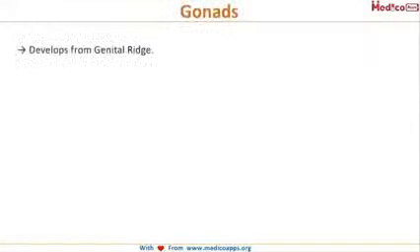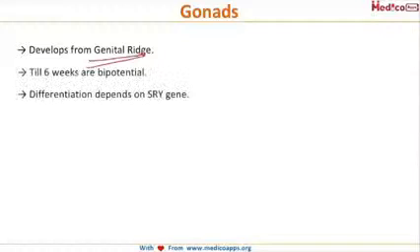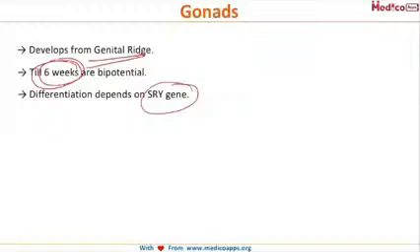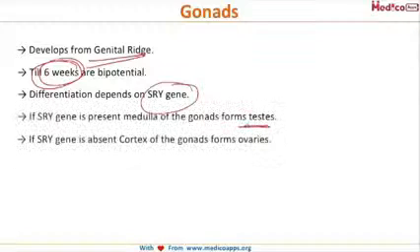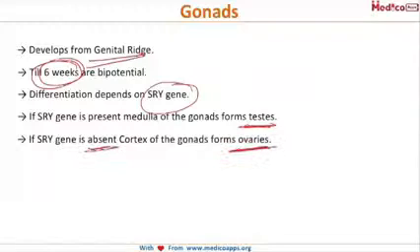Now, a few words about the gonads. These gonads develop from the genital ridge. We'll discuss embryology in detail later on, but here what you need to remember is that these gonads develop from the genital ridge. They are bipotential till 6 weeks of gestation. And we already know that the differentiation depends on the SRY gene. So if it is present, it will form a male, and so the testes have to be formed. And if it is absent, then the ovaries have to be formed.